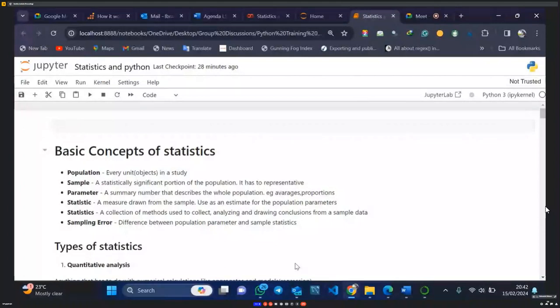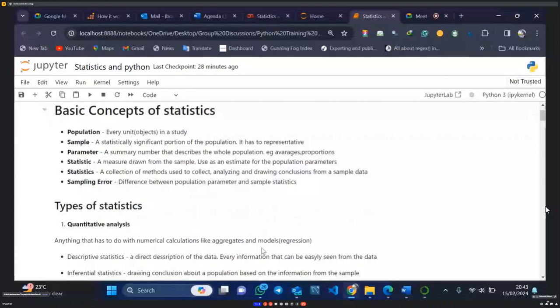And I believe Jebet will tackle the parameter and the statistics and the sample statistics. So the difference between the population parameter and the sample statistic. For example, if we get the mean of the entire population and then the mean of the sample, the difference, that is what we call the sampling error. So up to there about the basic concepts of statistics.